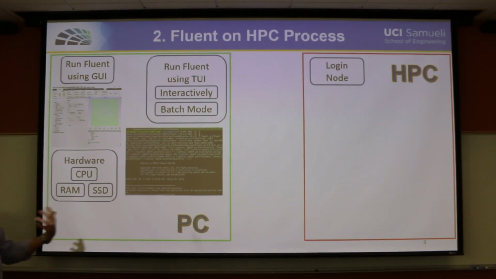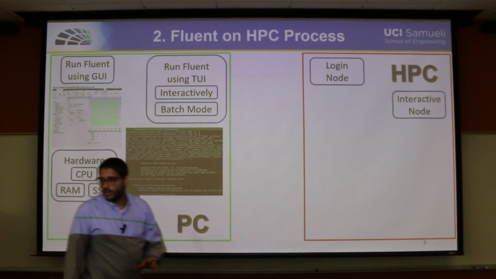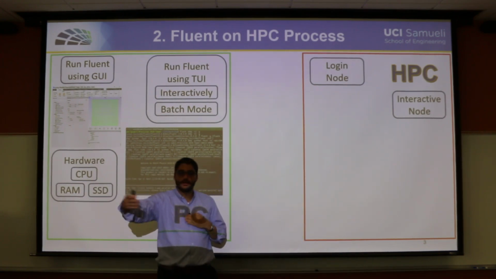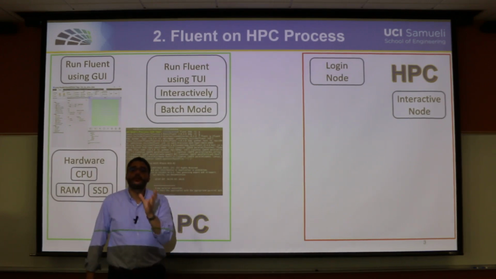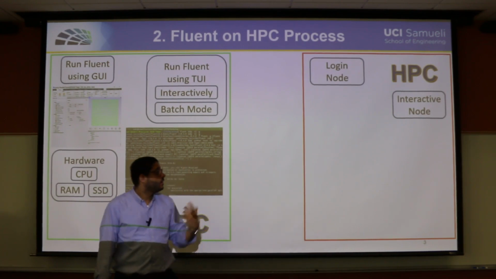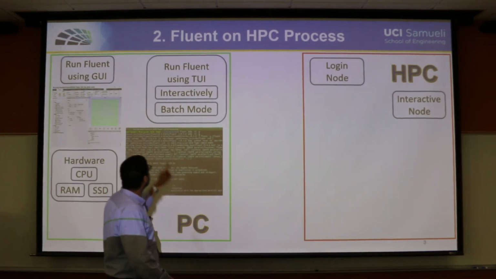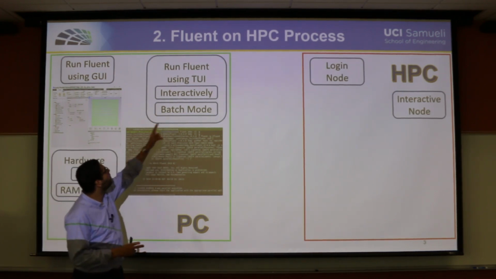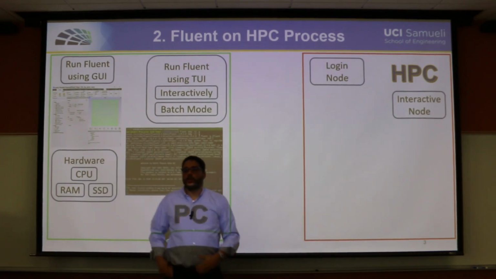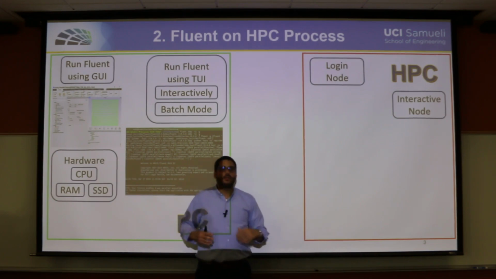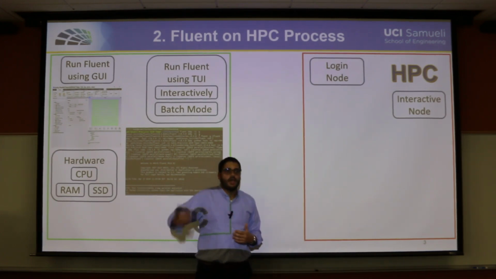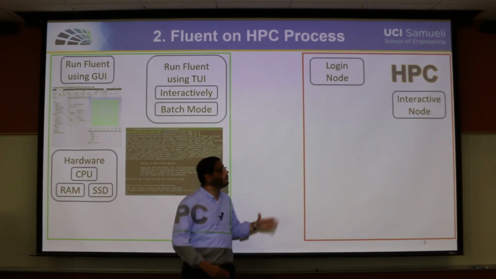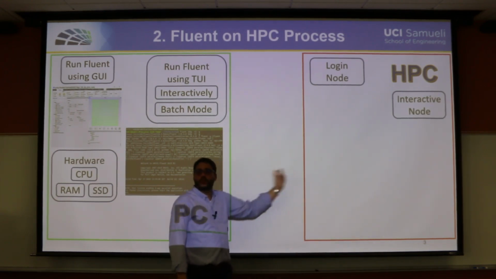Again, as I explained before, we have the login node and we have the interactive node. At UCI, we have a couple of interactive nodes where you get to interact with the HPC, and you can run Fluent interactively on HPC as if you are running it from the text user interface. Why am I highlighting the text user interface while dealing with the HPC? Because the HPC is not very good at processing graphics. It's built, as I said before, only for crunching numbers. So if you would like to interact with it, you can interact with it through text.